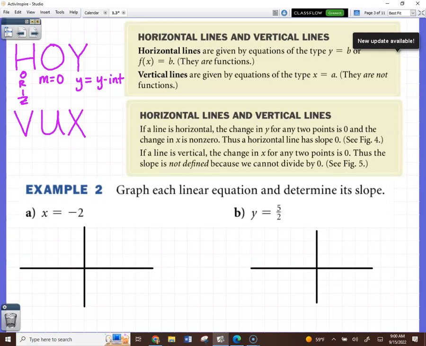V stands for vertical lines have an undefined slope. Slope is, this is hard to write, straight up and down, but the slope is undefined and the equation of the line is always x equals the x-intercept every time.